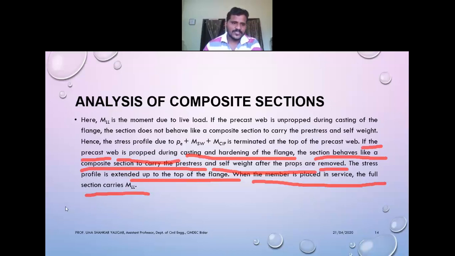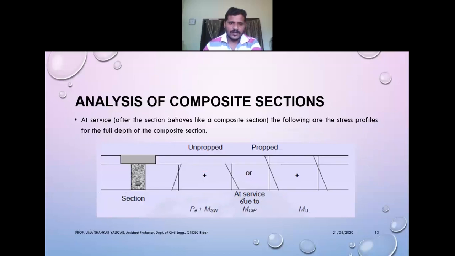Now here, once again, you can see this diagram. In this condition, your stress diagram stops at the web portion. This is due to the unpropped condition, and this is due to the propped condition. Whenever you consider the propped condition, it becomes a composite section, and that's why you get the stress diagram up to the top of the flange. Similarly, due to the live load, once again you will get the stress up to the top of the flange. The same thing is explained in the next slide.